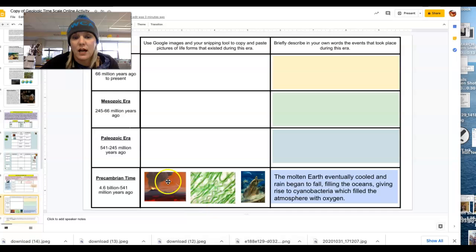All right, so you're just copying and pasting or saving and pasting pictures from the internet that represent what you have in your description. All right, so you've only got these 4 eras. You're writing a description on these 4 eras and including some pictures. And that is it. That is all you got to do today.